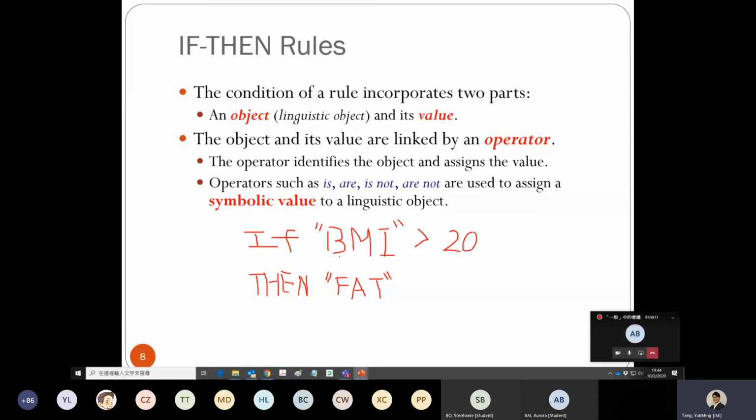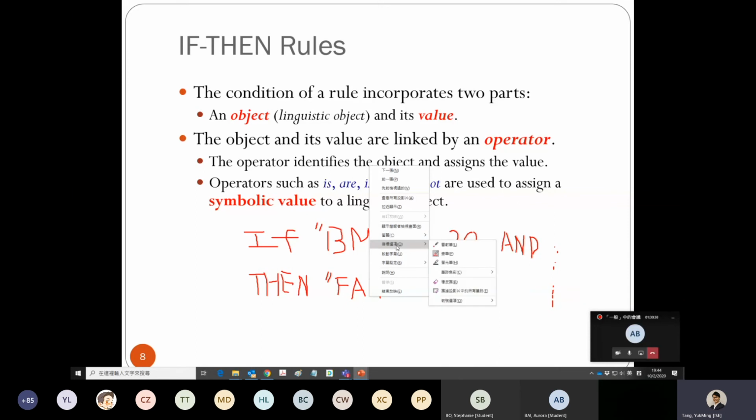Actually, you can add more conditions. For example, if the BMI index is larger than 20 and if you are a boy, then you are fat. So actually you can add some more conditions. So this is called if-then rules.